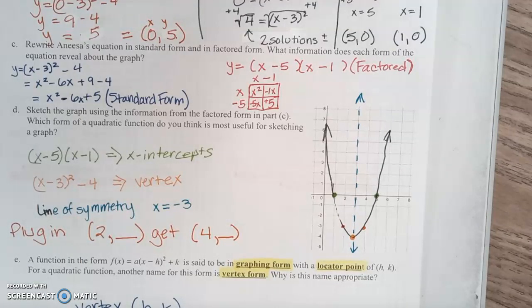Once you get the vertex, you can find your line of symmetry. It should go through that vertex, and then everything on the left should match up to everything on the right. The left side should mirror or reflect the right side, okay?